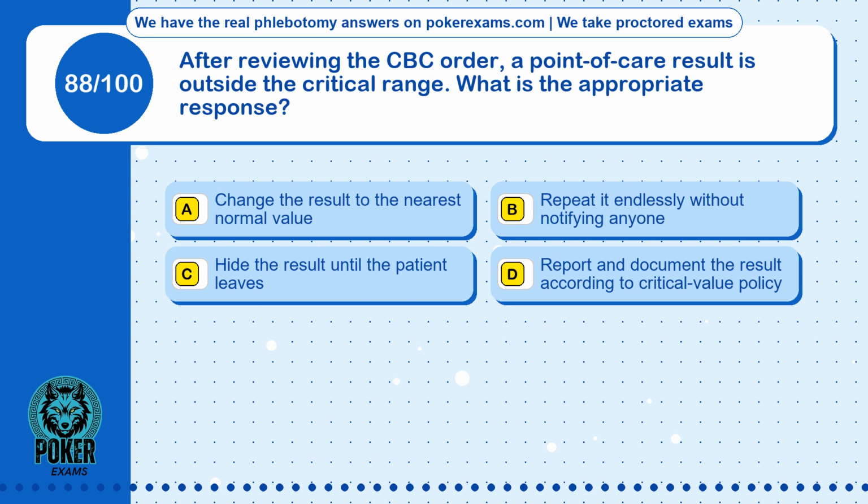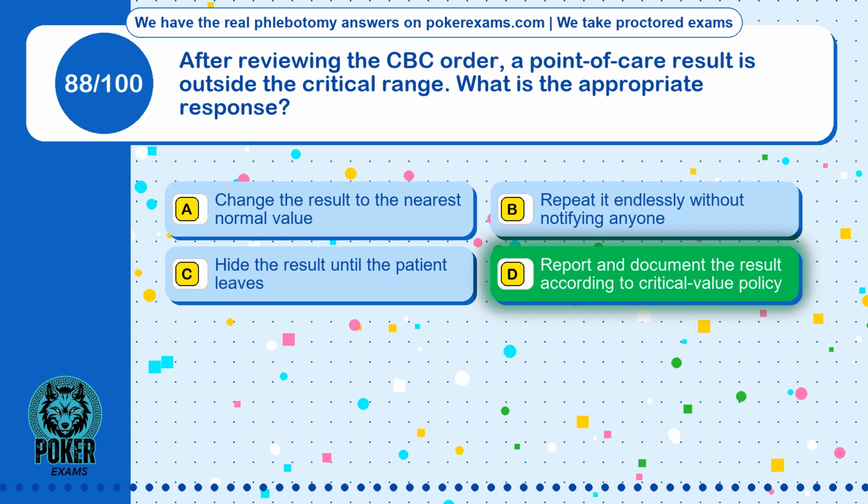Question 88. After reviewing the CBC order, a point-of-care result is outside the critical range. What is the appropriate response? Option A. Change the result to the nearest normal value. Option B. Repeat it endlessly without notifying anyone. Option C. Hide the result until the patient leaves. Option D. Report and document the result according to critical value policy.